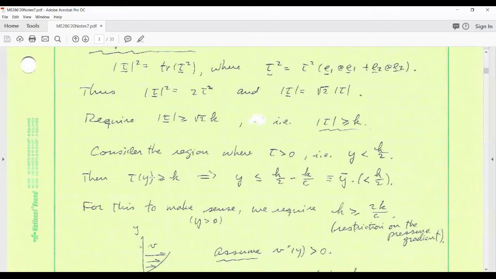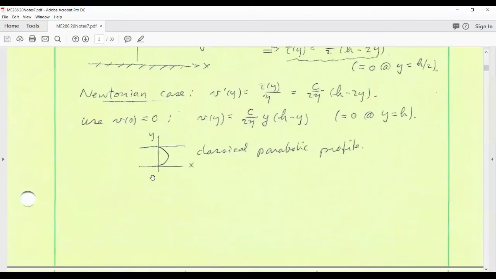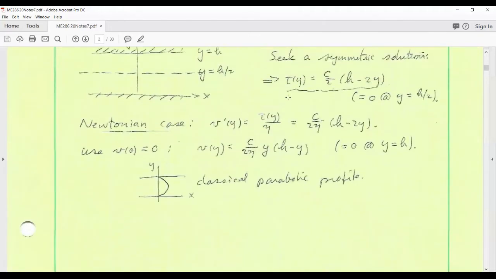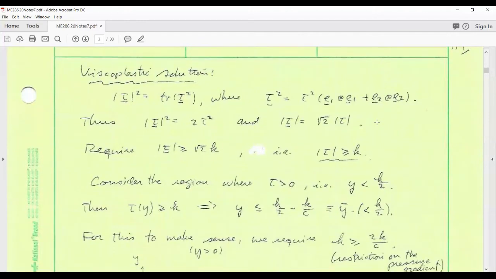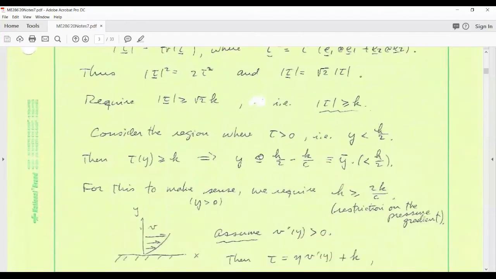Tau of y was this linear function of y right here. Impose the inequality that this should be greater than or equal to k for y less than h over 2, and you get this restriction, that y is less than or equal to h over 2 minus k over c. Remember, c was the pressure gradient.